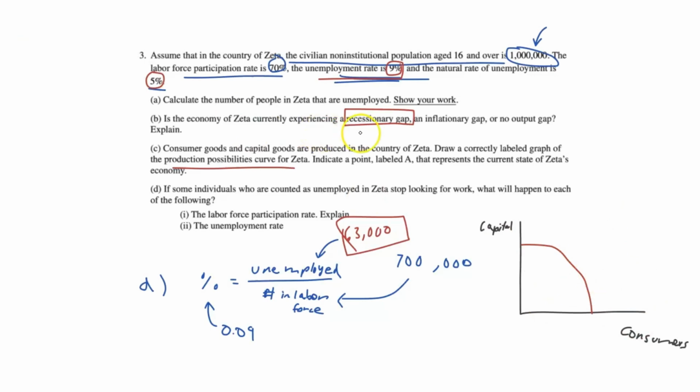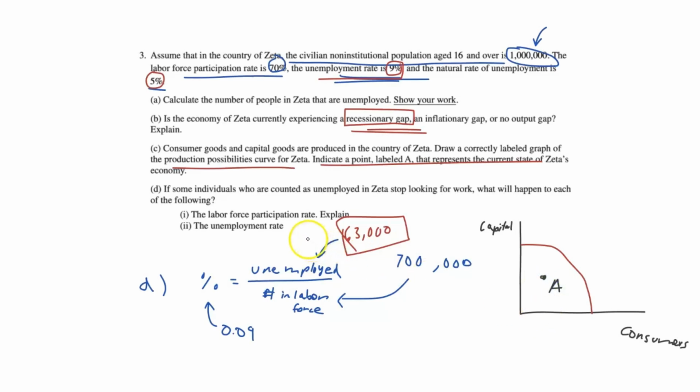So if we're looking at Zeta, we want to indicate the point labeled A that represents the current state of their economy. Well, we already said they were in a recessionary gap, which means their GDP, their production potential, is decreased. Right? If not everybody's working, then you're not fully utilizing all your resources, and therefore their point in the PPC graph must be here inside the curve. We'll just call a point in there A.